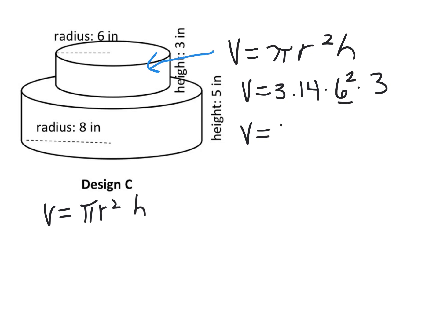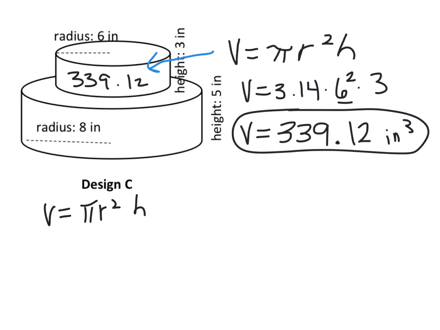And we get 339 and a little bit here, 0.12. Okay, inches cubed. So I'm going to write that right here. Okay, so that's the top piece. So the bottom piece looks much bigger, so let's see what we get here.